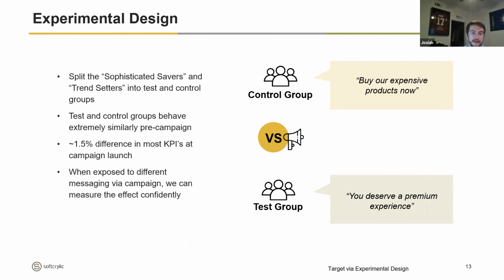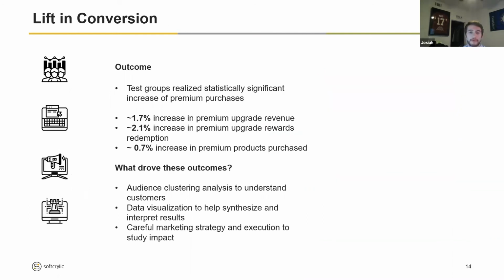And then finally, on this last slide here, Corey, if we can jump, we're going to look at what happened. And we saw what we wanted to see. We saw a lift in conversion, right? The test group that received the more personalized messaging saw a lift in upgrades to premium products, in the redemption of premium products using rewards balances, and also in straight-up premium product purchases. And it's awesome. That's what we hope to see. And again, 1.7% might not seem massive, but when you talk about a pretty large population of users here, that's pretty incredible.